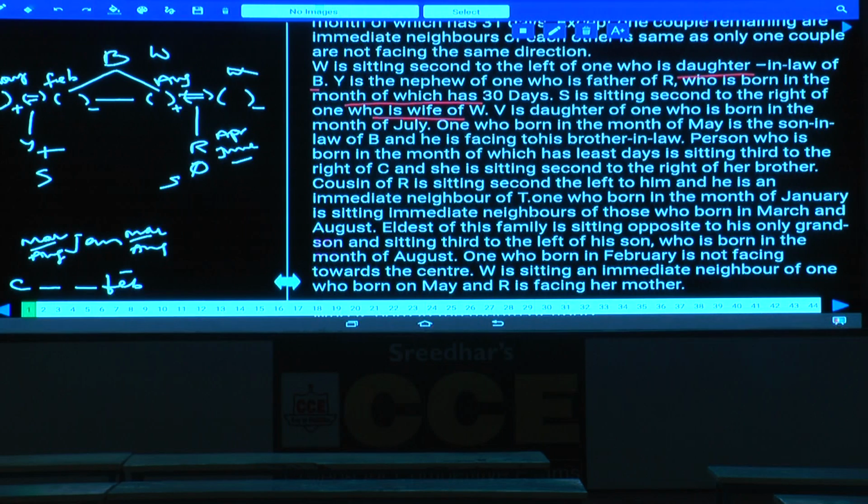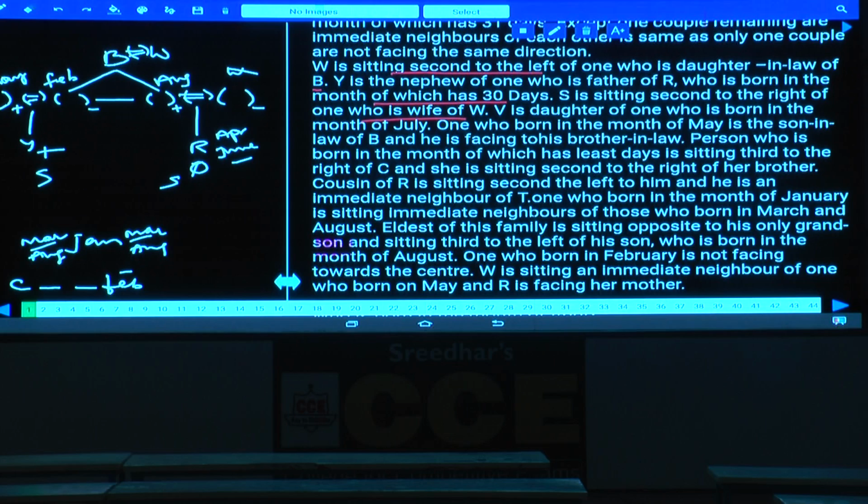B and W must be married to each other. As B and W are married to each other, in this one, who is the male and who is the female here? W is seated second to the left of the one who is the daughter-in-law of B, and Y is the nephew. S is seated second to the right of the one who is the wife of W.